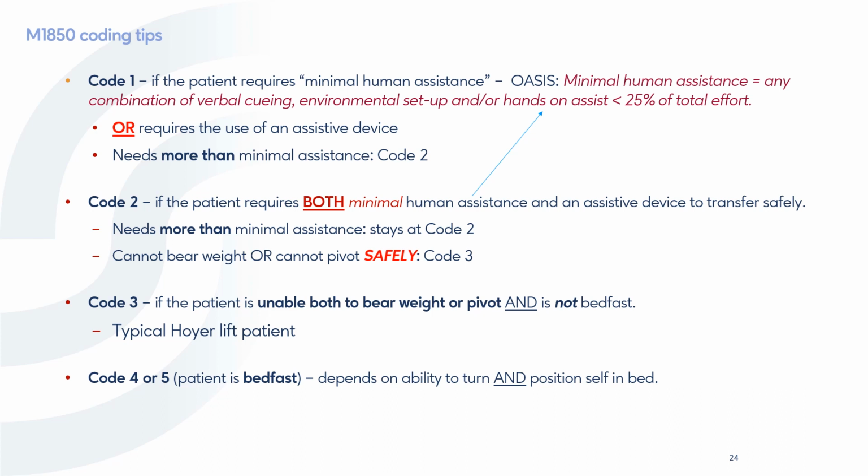My gosh, they're just all over the boards. You know what? Then you're going to have to code them as a 3. And there's nothing wrong with that, but your documentation should really be supporting that. And this code 3, by the way, is the typical code for your Hoyer lift patient. Now your code 4 or 5, this is your bedfast patient. And so we're just looking at their ability to turn and position themselves in bed.